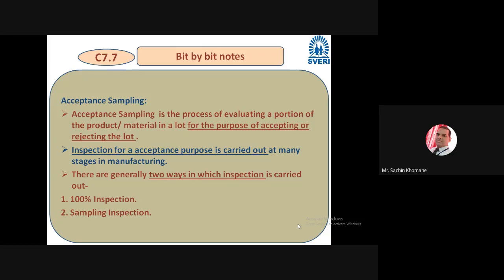So friends, acceptance sampling is a process of evaluating a portion of the product or material in a lot for the purpose of accepting or rejecting the lot. Take an example from our mechanical engineering. You are preparing thousands of washers. All of us are aware of washers, right? Is it possible to check the thickness, diameter? Is it possible to check each and every component?